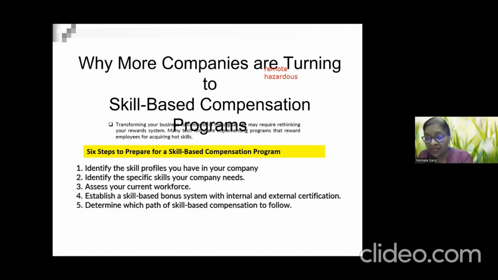Let me give you an example. Say in a manufacturing organization, I am taking a welder. You know a welder, right? When he comes on board, I will tell him that if you get certified as a fitter by our training department, then you will get an additional increment. Understood? Then what happens? He gets certified and gets the additional increment.